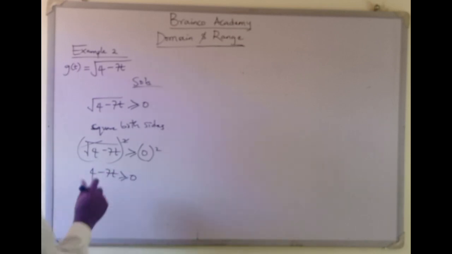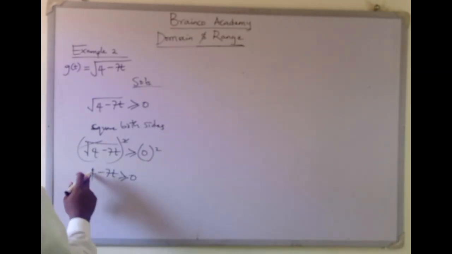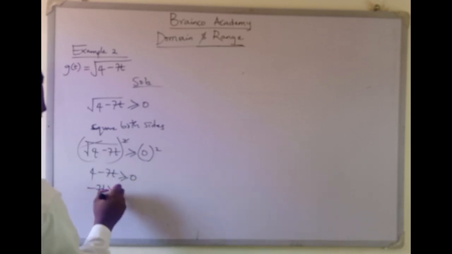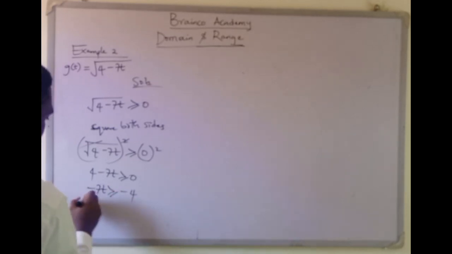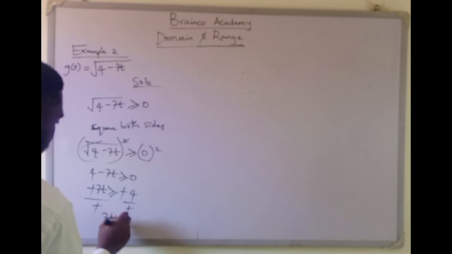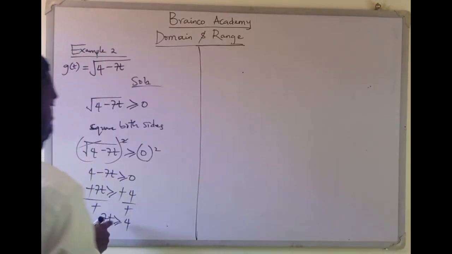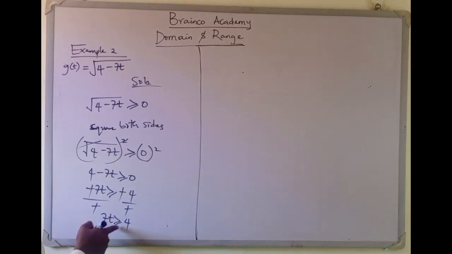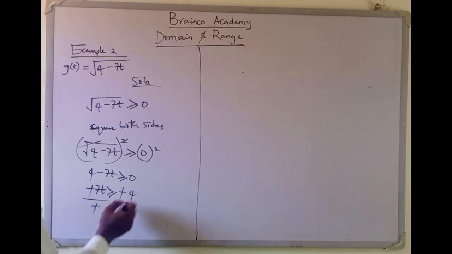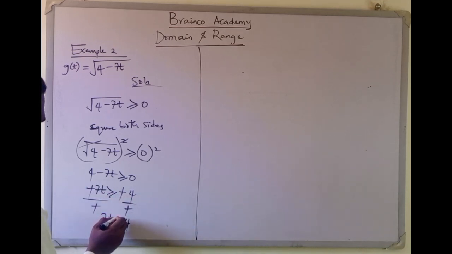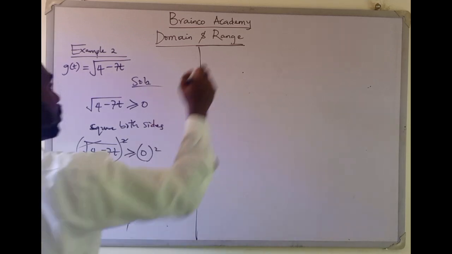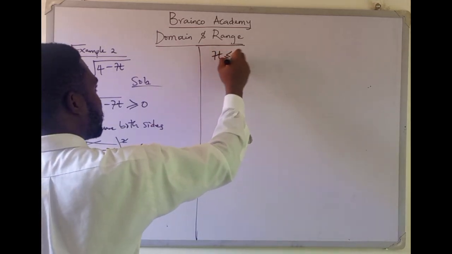So this square will cancel the square root, and we have 7t greater than or equal to 0. Now, we can decide to take this 4 to the other side so that we make t the subject of formula. We have -7t greater than or equal to minus 4. So now if we divide by minus 1, remember, since we used a minus sign to divide both sides, the sign is going to change to less than or equal to. So we have 7t less than or equal to 4.